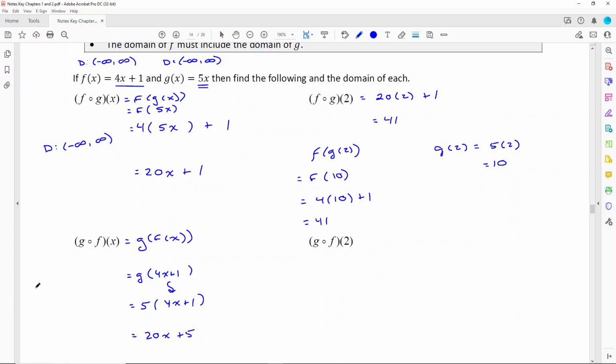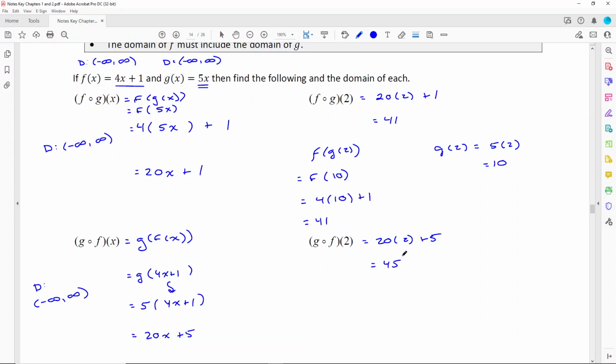Now, domain, don't let me forget that. These ones, it won't change. It's always going to be negative infinity to infinity, which you can tell here. There were no denominators and no radicals in my beginning expressions. Okay, and then I want to find g at f at 2. So I'm going to simply, because I've done it, plug it into my g at f of x equation. So I get 20 times 2 plus 5, which is 45.